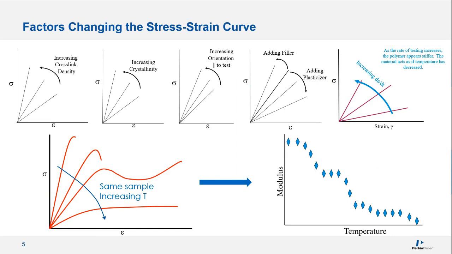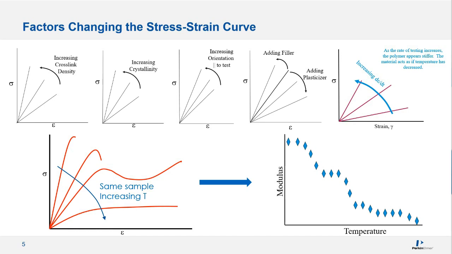Here are some of them. If we are looking at only the linear region, the slope or Young's modulus increases as we increase the cross-link density or crystallinity, or realign the sample so more linear molecules are in the same direction of testing. Modulus can also be increased by adding fillers or decreased by adding plasticizers. Even for the same material, the apparent modulus goes up as you scan the stress or strain more rapidly.